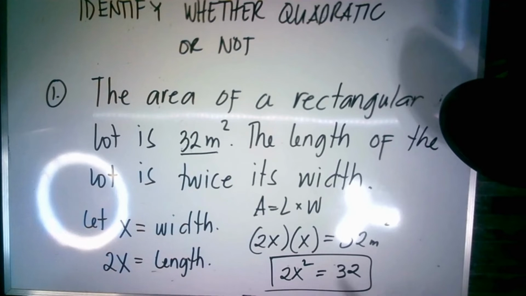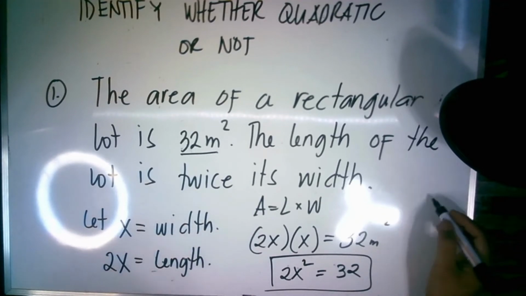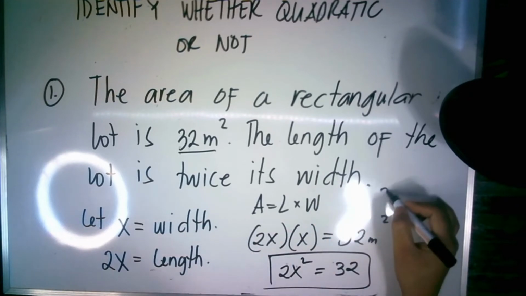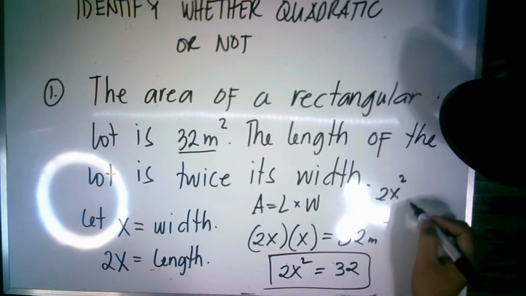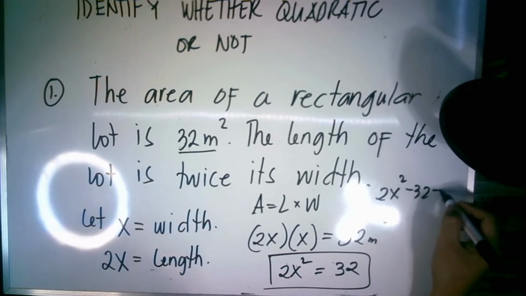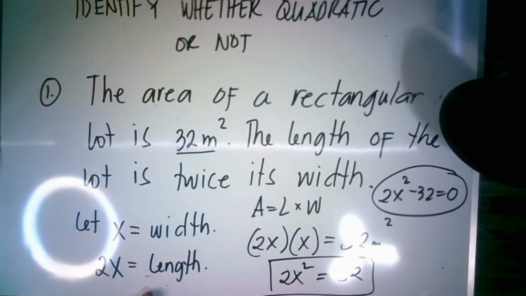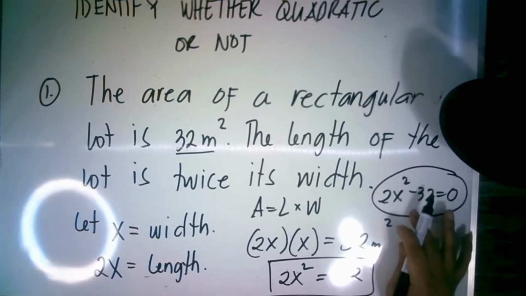Atong buhaton ng standard form. So, ang iyang standard form will become, and that will become, ibalin si 32 sa pikas, may mo siyang 2x squared minus 32 equals 0. Kumuna ang iyang standard form. So, halata tayo nga quadratic equation siya.